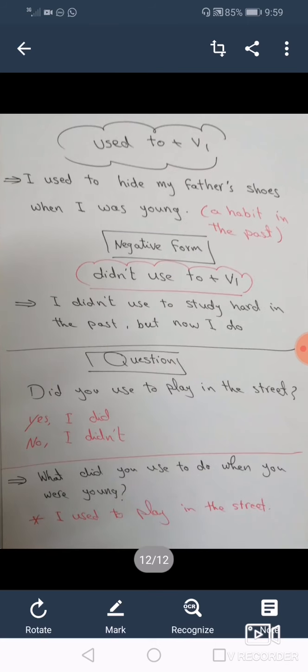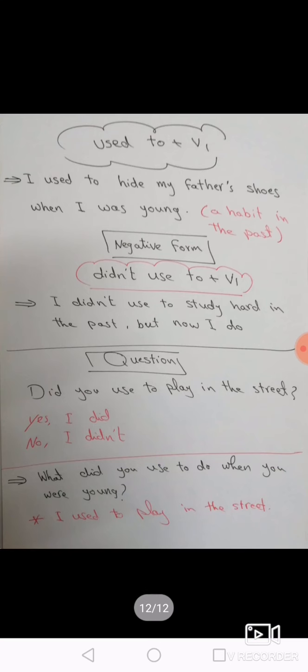Okay, now we're going to have the second rule. It's so easy for you. It's used to. Used to expresses a habit in the past, to express an action which happened regularly in the past, but doesn't happen now. Let's look at the first example. I used to hide my father's shoes when I was young. This is a habit in the past. It doesn't happen now. Okay.